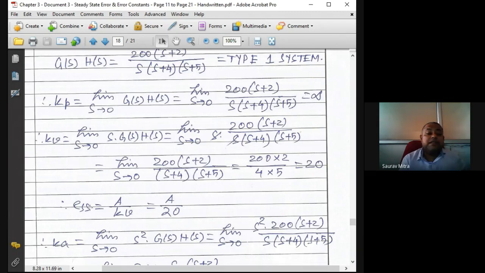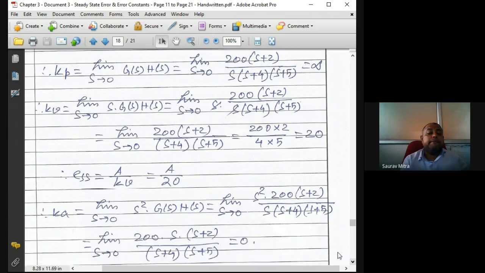And how do we find the steady state error in case of ramp input? For unit ramp input, A is equal to 1. It is nothing but the slope of the ramp divided by Kv. In this case Kv is calculated as 20. So ess will be A divided by 20, whatever the value of A. If A is 1, the steady state error will be 1 divided by 20.